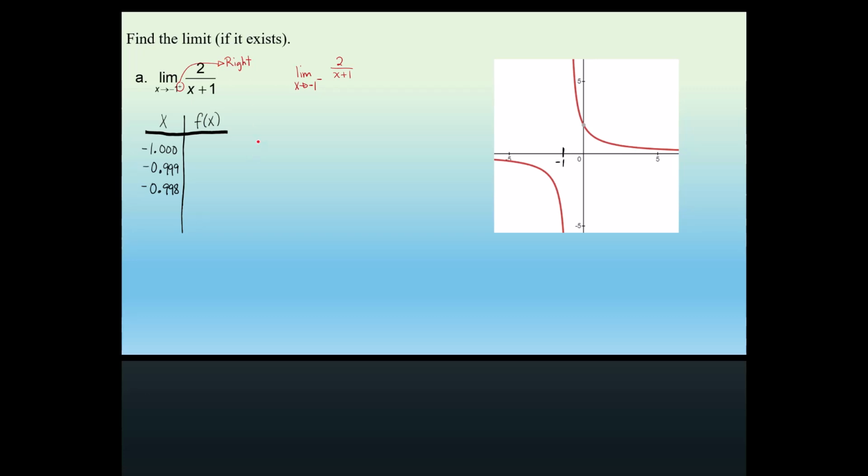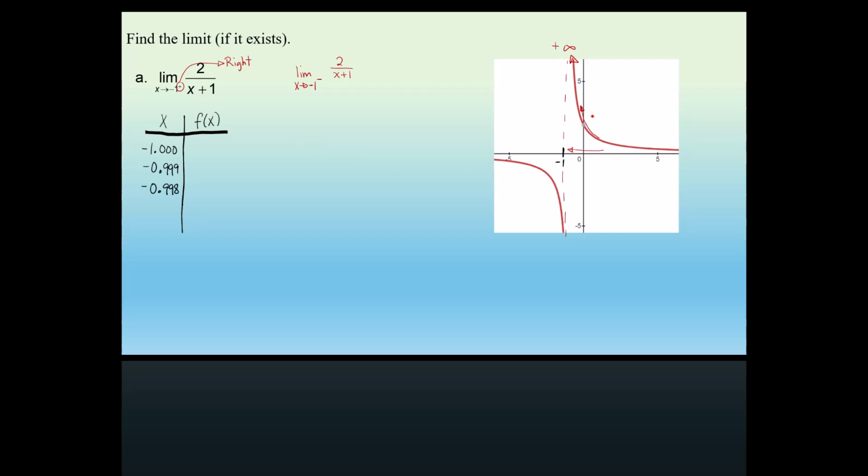So we can graph our function 2 all over x plus 1, and it looks like the graph over here. And we see that we have a vertical asymptote at x equals -1. As we approach -1 from the right, so we're coming this direction towards -1, but we'll get on the actual function, we see that the function or the curve is going towards positive infinity.